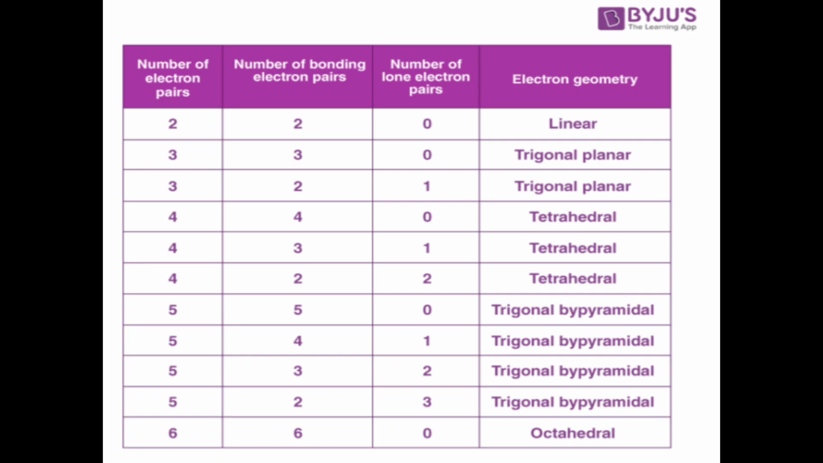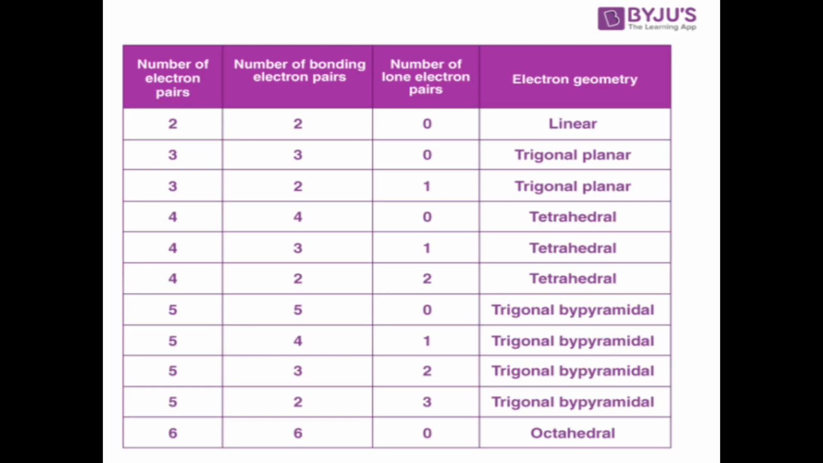When it is 3 bonding pairs, 0 lone pair, trigonal planar. 2 bonding pair, 1 lone pair, trigonal planar. 4 bonding pair, 0 lone pair, tetrahedral. 3 bonding pair. Now we are talking about electron geometry. Please don't mistake it with molecular geometry or shape. Now when we have 3 bonding pair and 1 lone pair, tetrahedral. 2 bonding pair, 2 lone pair, tetrahedral.